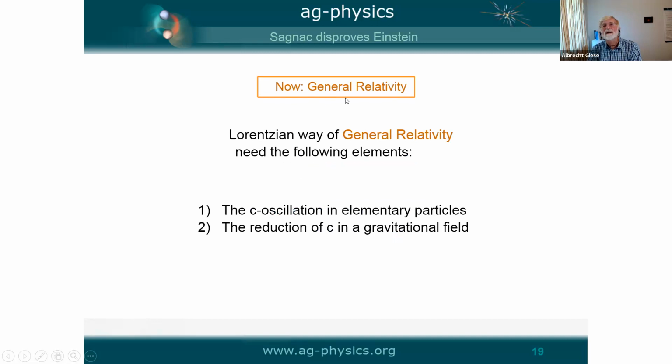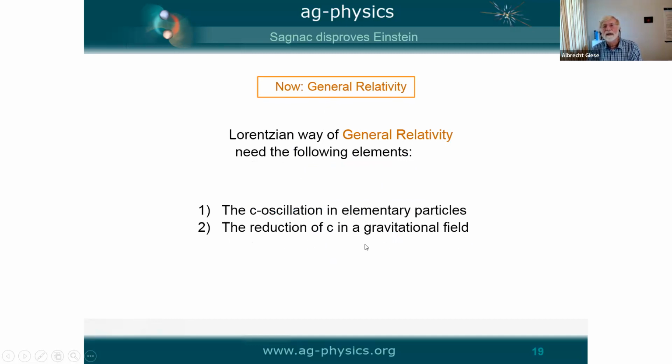And we can also go to general relativity. There's also a Lorentzian way of general relativity, and it is very simple. It needs the following elements only. It needs the C oscillation with C in elementary particles, which we have already used for special relativity. And it needs the reduction of the speed of light in a gravitational field. And this is something which was almost found also by Einstein.